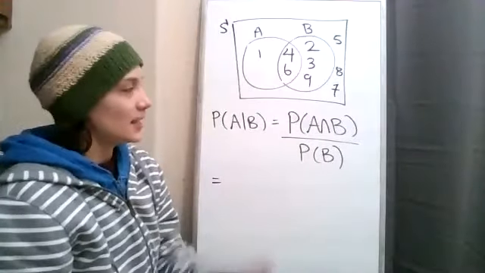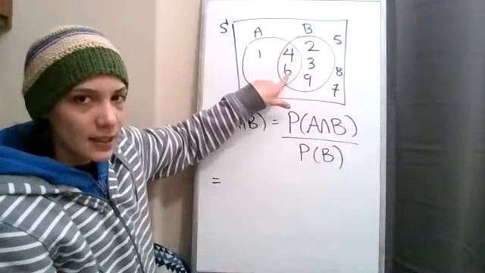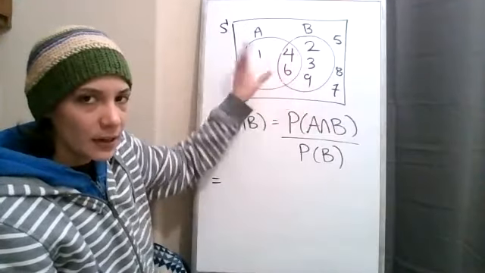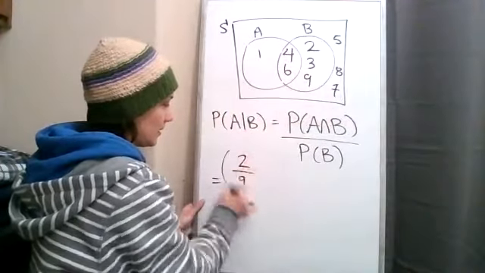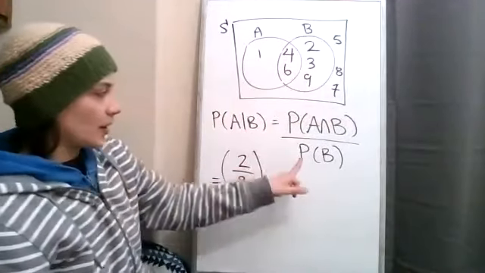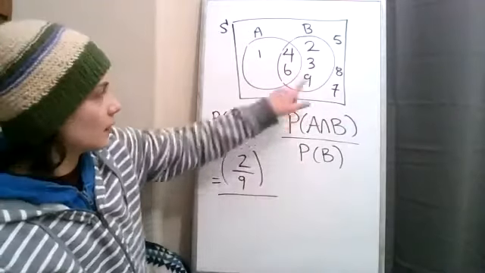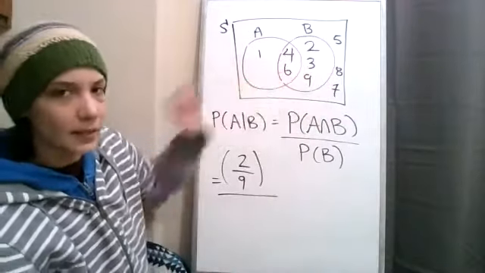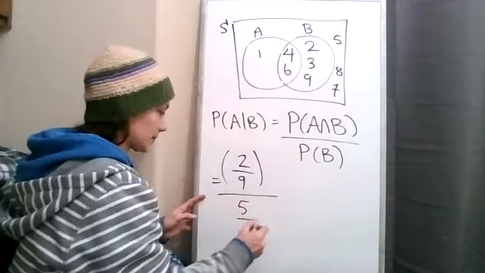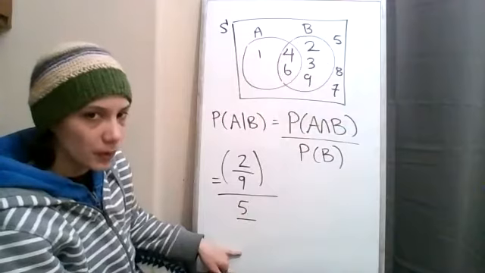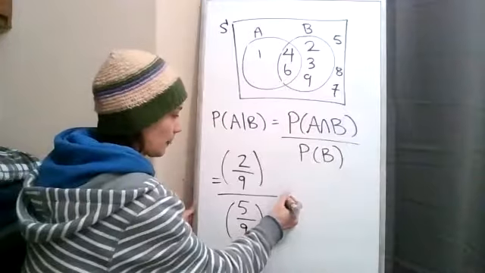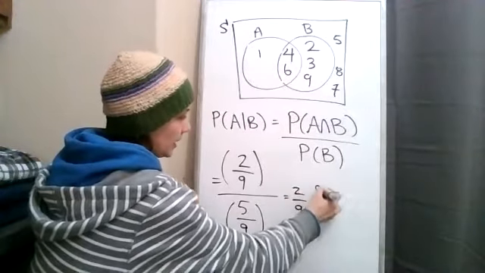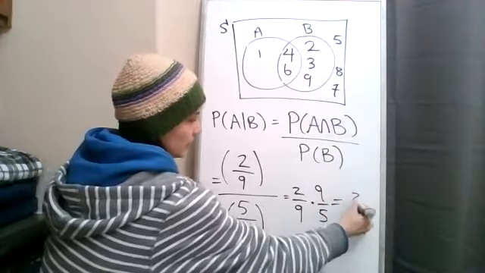So the probability of A intersect B is 2 elements in that set out of 9 possible outcomes. Divided by the probability for B, which contains 1, 2, 3, 4, 5 elements. And then divide by the total possible outcomes. Okay, 2 out of 9 multiplied by 9 over 5 to get to this.